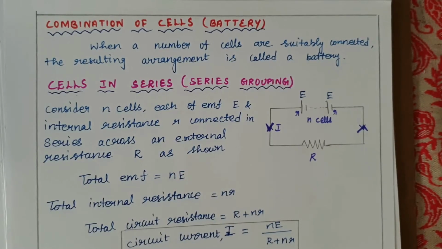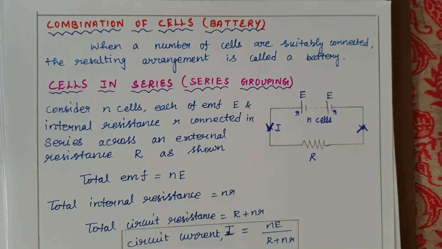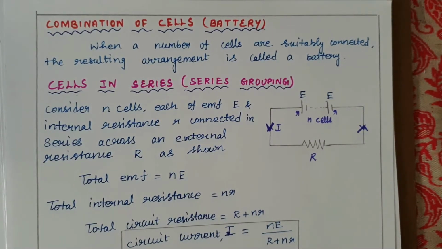Hello everyone, in this video we are going to discuss the combination of cells, that is, a battery. In the last video we discussed the internal resistance of a cell, that is, how the potential difference and EMF vary with respect to the internal resistance of a particular cell. That was about only one cell, but here we are going to study multiple cells connected in series and parallel combination. Why?